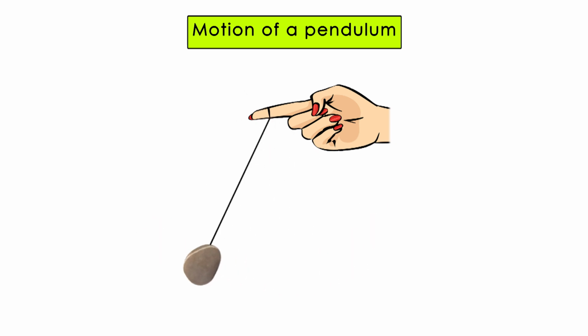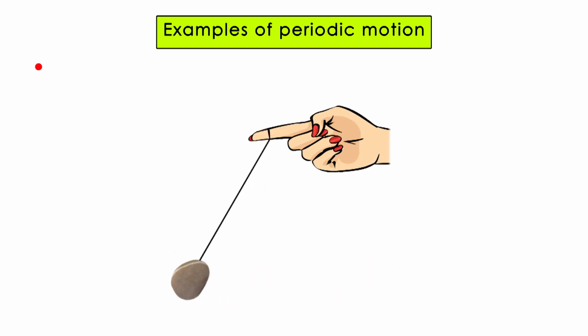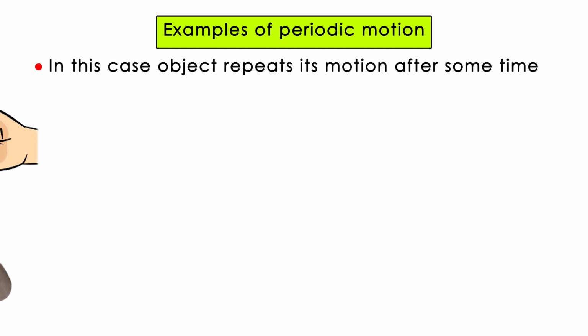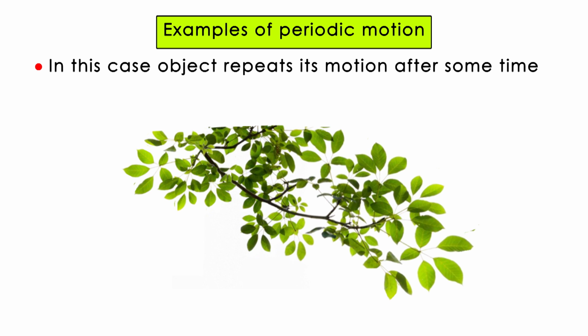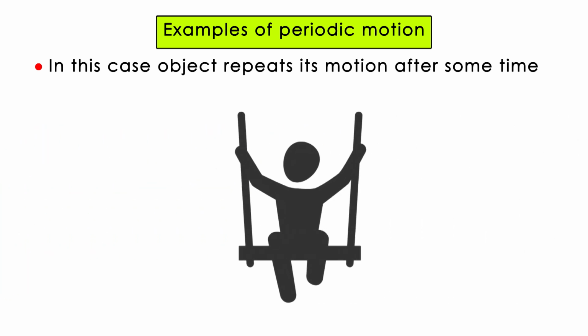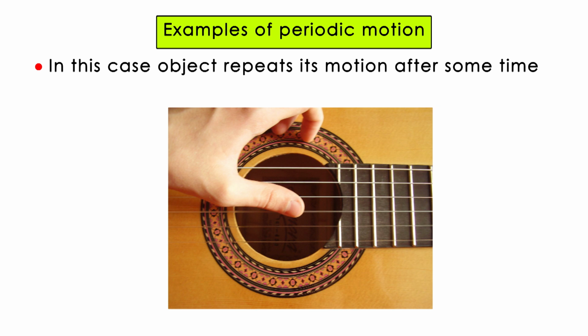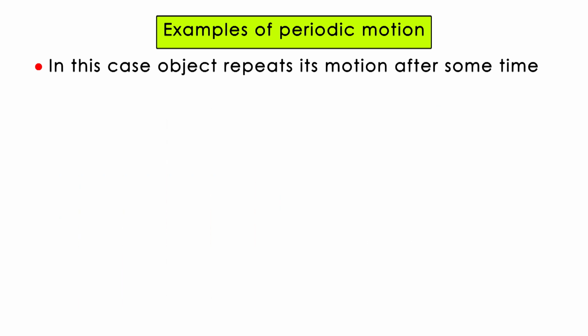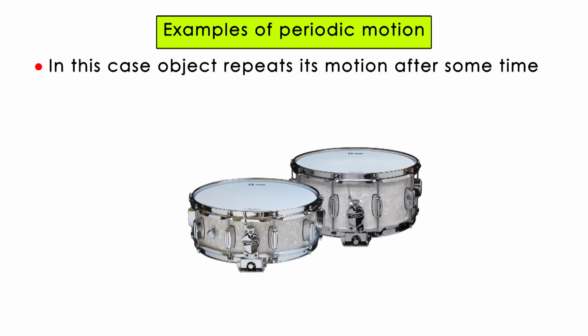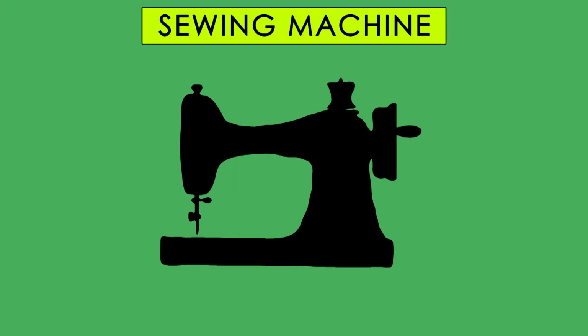This is a pendulum, something to have a lot of fun with and something that will help us understand more about the periodic motion. Motion of a pendulum, a branch of a tree moving to and fro, motion of a child on a swing, strings of a guitar or the surface of drums or tabla being played are all examples of periodic motion where an object or a part of it repeats its motion after a fixed interval of time.